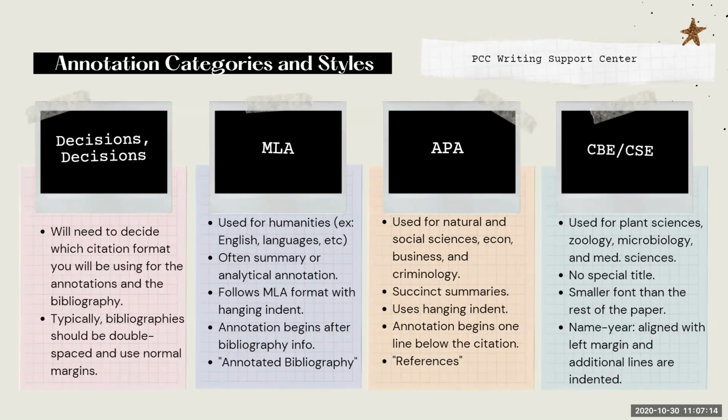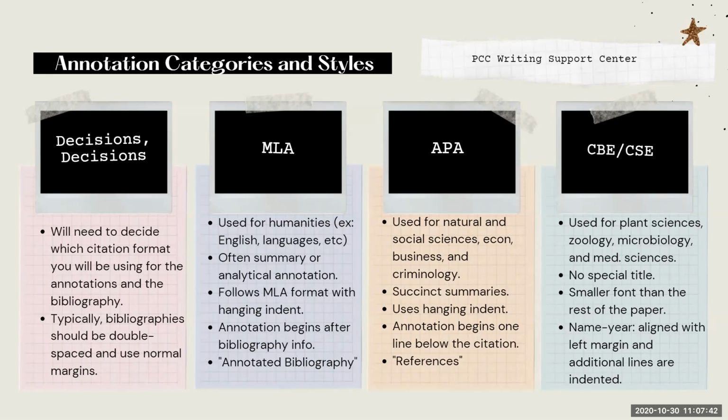The annotation will begin after the bibliography information. So once you finish typing in the works cited entry, you would begin the paragraph right after that. So you wouldn't start a new line. You would just continue straight through. And it is normally titled Annotated Bibliography. So it has a very specific title that you would need to use if you're putting one together.